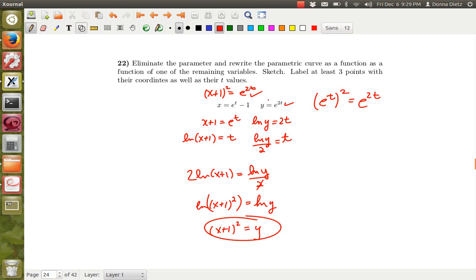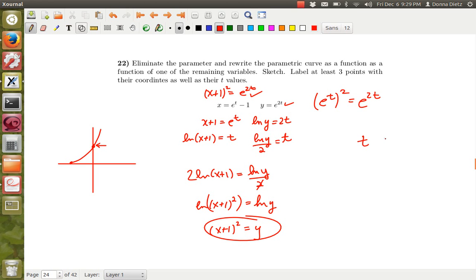Now, we want to sketch it, and we know there's just a vertex down here. We have this parabola. There we go. Okay. But the problem is we don't really have the whole parabola, and that would cause me to have to take points off your paper, which I don't want to do. So I said, aha, but if I tell them label at least 3 points with their coordinates as well as their t values, then that will convince them that they should think about this.